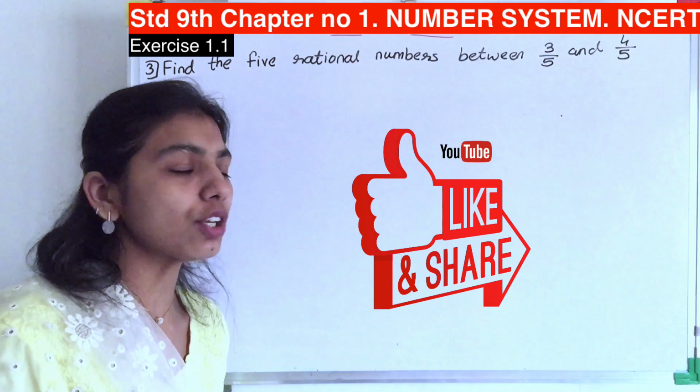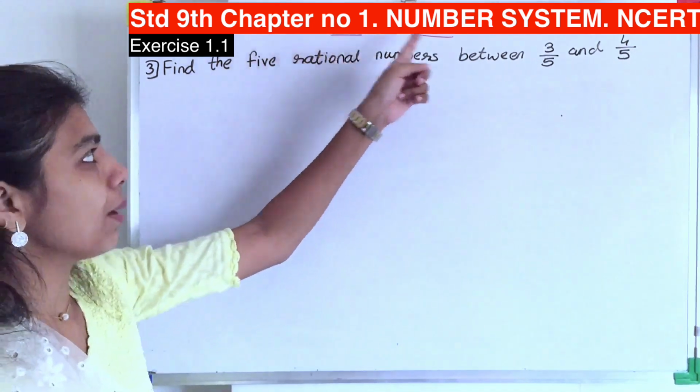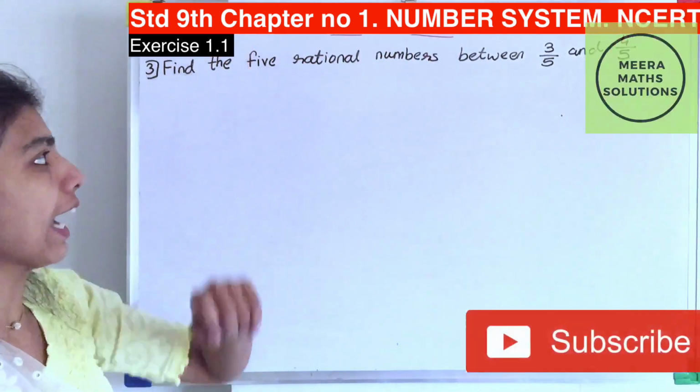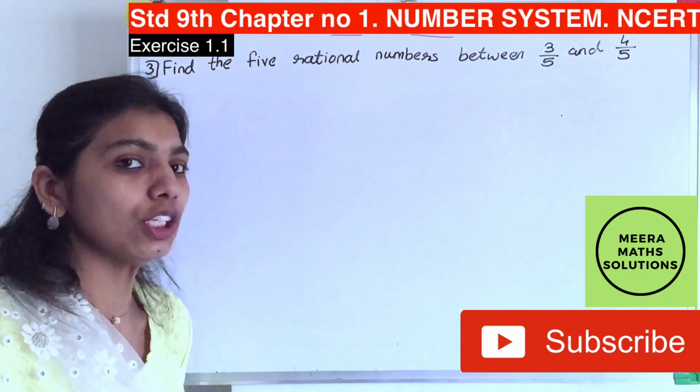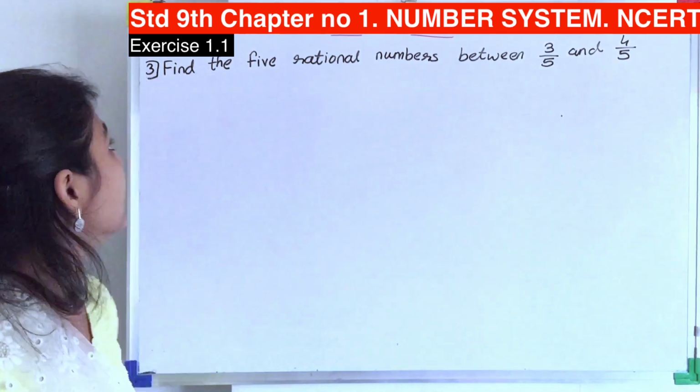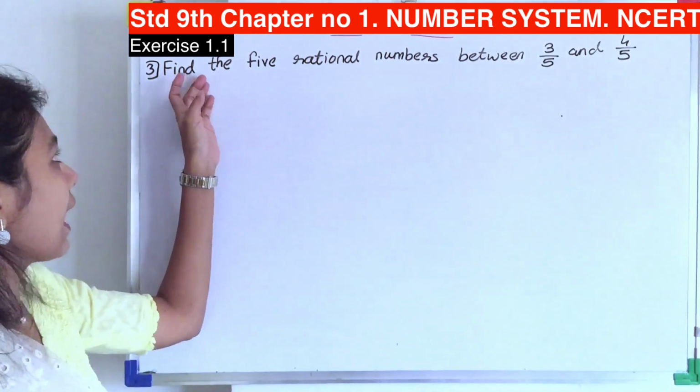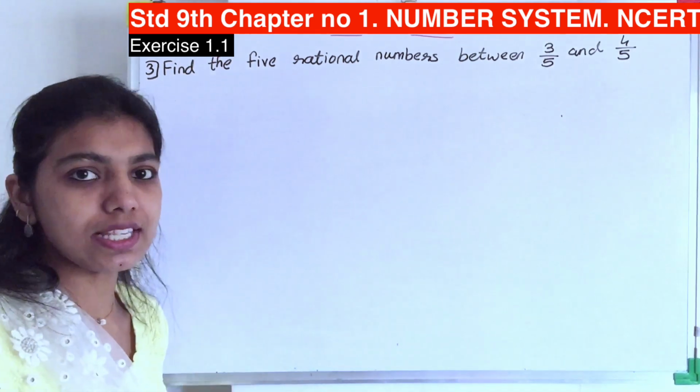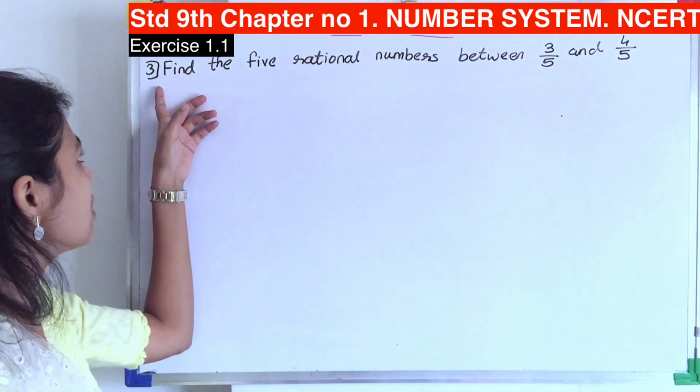Today I am going to start with chapter number 1, Number System of standard 9, based on the NCERT new syllabus textbook. Up till now I have completed exercise number 1.1, first and second sum. I am going to start with the third sum.